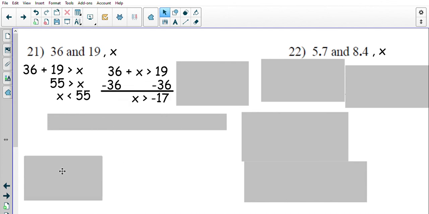Second inequality, I happen to choose the one that doesn't really fit for us. I've got 36 plus x is greater than 19. Subtract 36 from both sides, we get x is greater than negative 17. Again, this one's not reasonable. We can get rid of it.